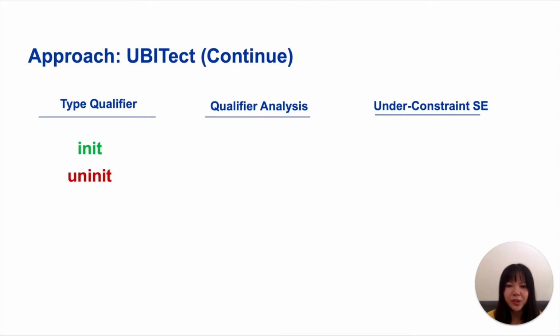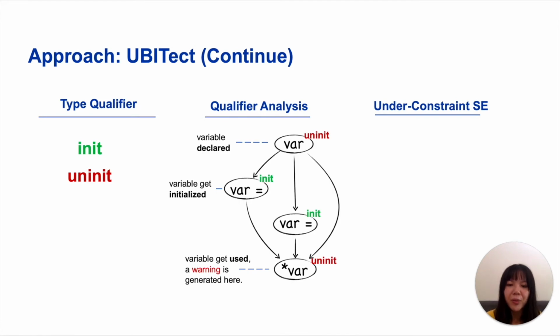Back to our work, we introduce two qualifiers, init and uninit, to annotate the type. And we make a rule that once an uninit variable is used, we raise a warning. Let's look at the example. When a variable is declared, it's annotated by uninit, and as the program executes, at a place where it's assigned a value, its state is changed to init. But when the program branches merge, if there is an incoming edge showing it's uninit, we update its status to uninit. And at each place of use, if we see an uninit variable, we raise a warning.